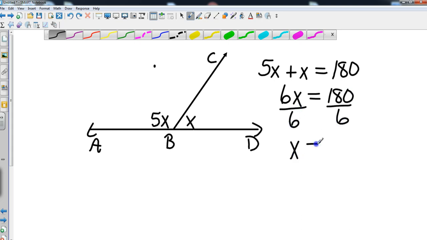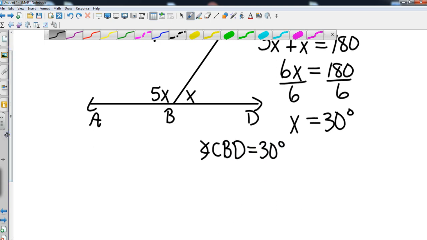And so x equals 30 degrees, which means that CBD is 30, and angle ABC, because that's a straight angle, would have to be 150 degrees. So that's chapter 1, section 6, describing pairs of angles.